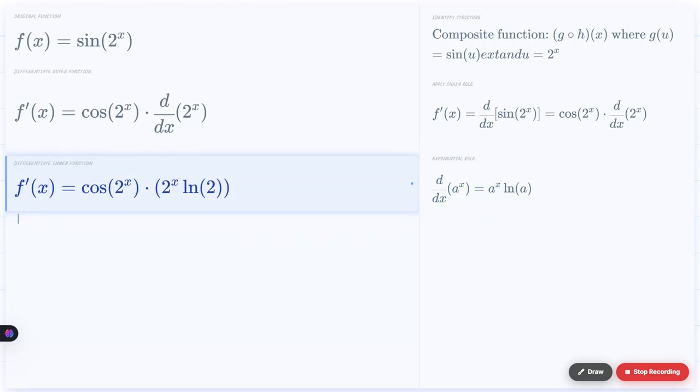We take the derivative of the inside part, which is 2 to the power of x. We do this to finish the chain rule step. We use the rule to get 2 to the power of x times the natural log of 2.